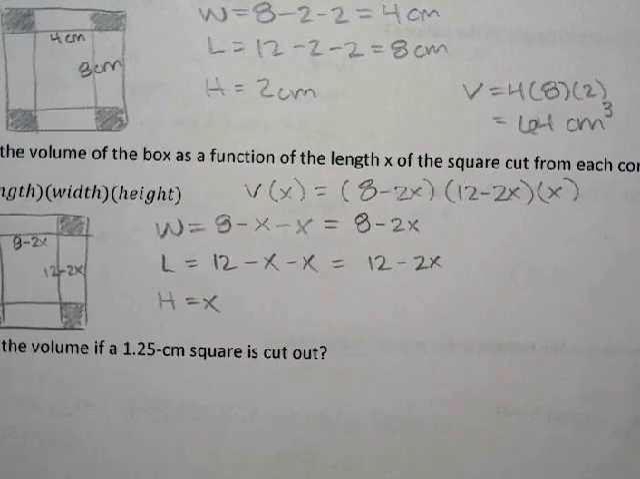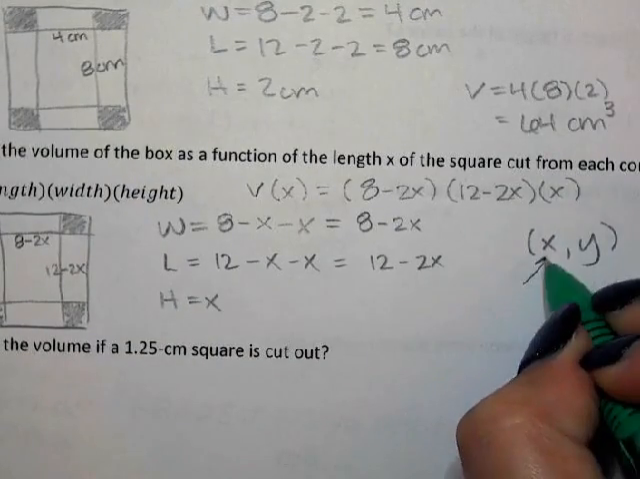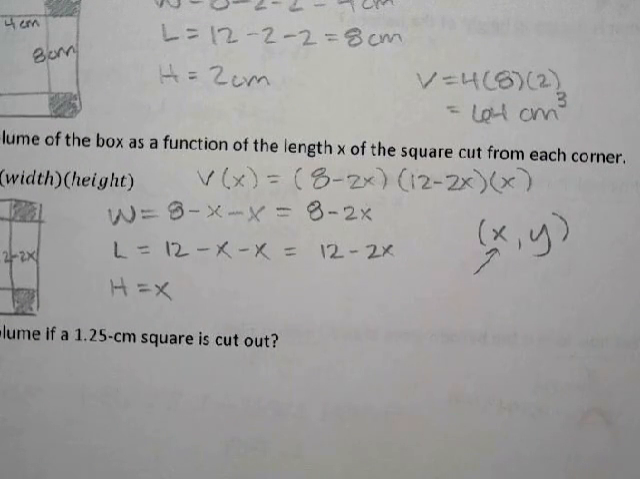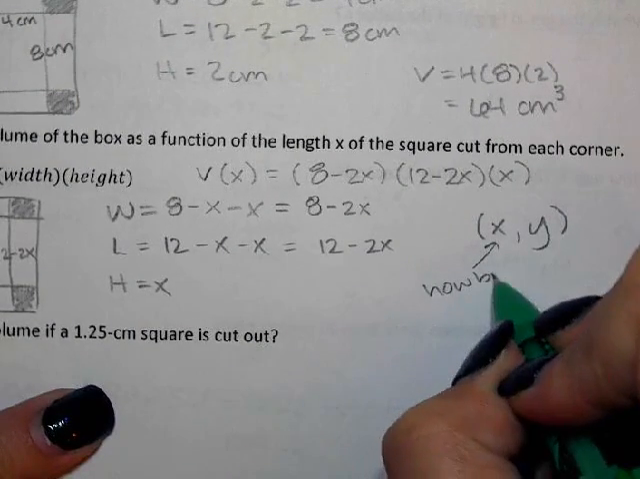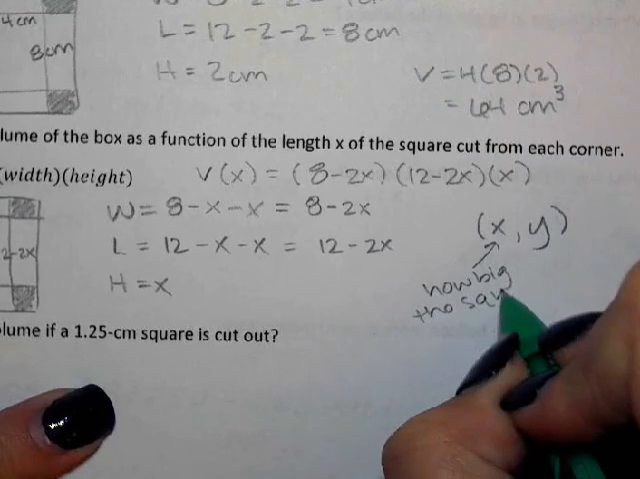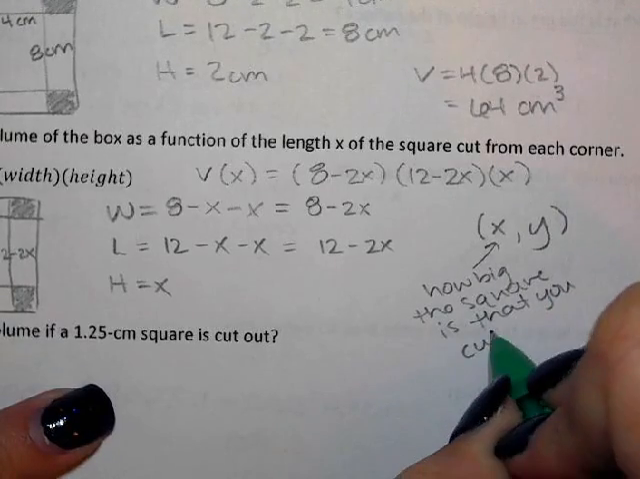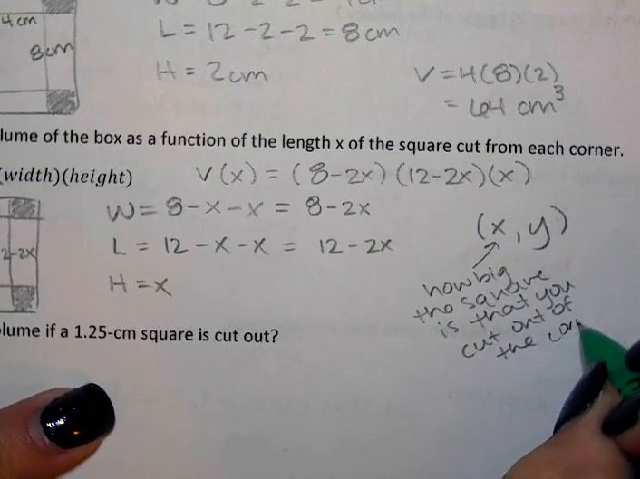All right. So in this problem, the x is going to represent how big the square is that you cut out of the corner. That's what the x in the problem represents. So it is how big the square is that you cut out of the corner. Okay? That's what the x stands for. What does the y stand for? The volume.